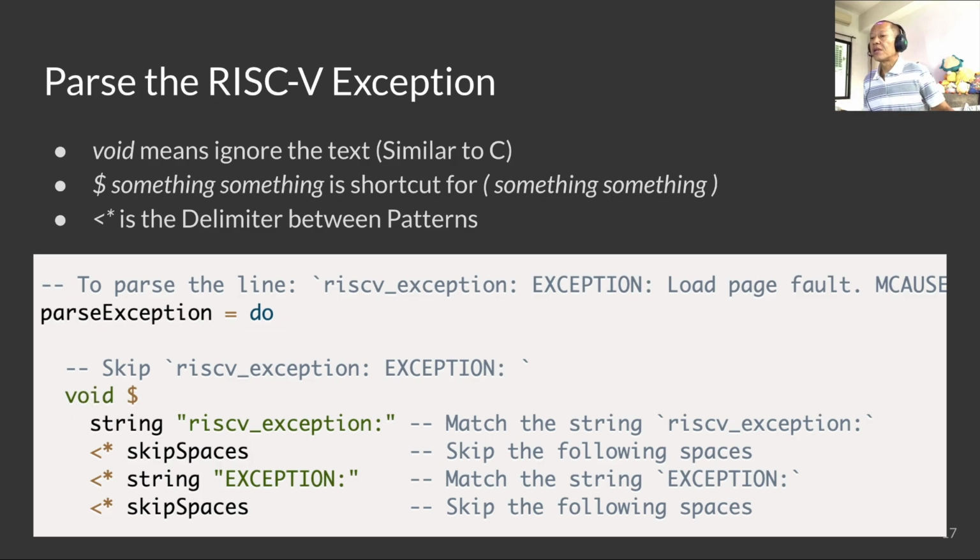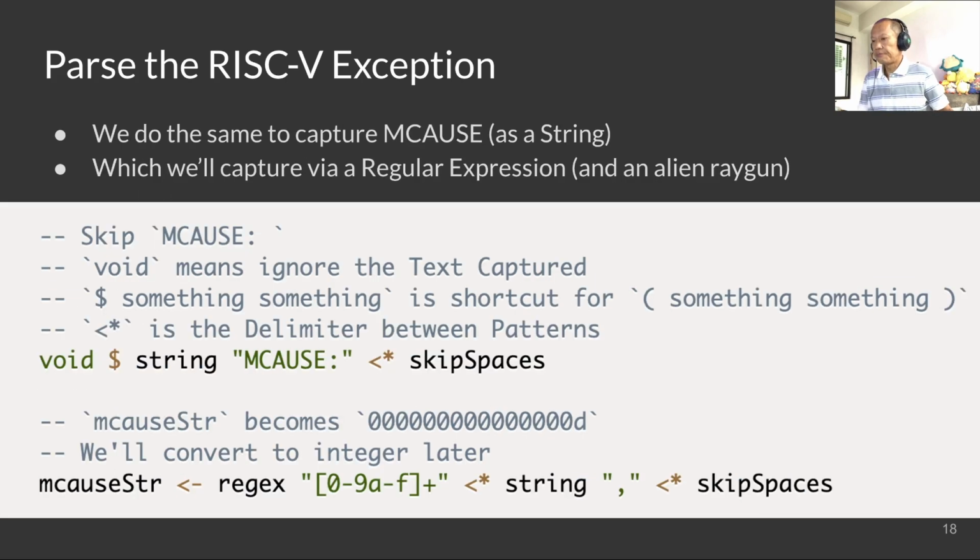In functional programming languages like PureScript, we tend to see plenty of brackets or parentheses. That is why we have shortcuts like $. When we write $ something something, it is actually a shortcut for bracket something something. So this chunk of code here doesn't need to be wrapped with brackets. A single dollar will do. Next comes a regular expression for string matching. We use this regular expression to match the exception number and return it as the mcause string. Then we skip the comma and we skip more spaces.